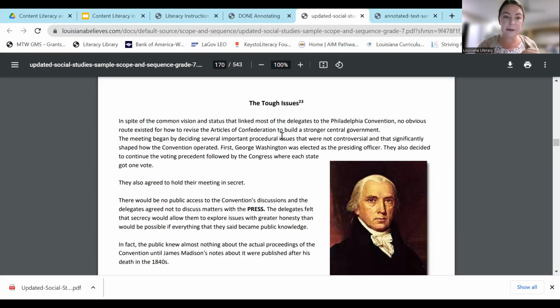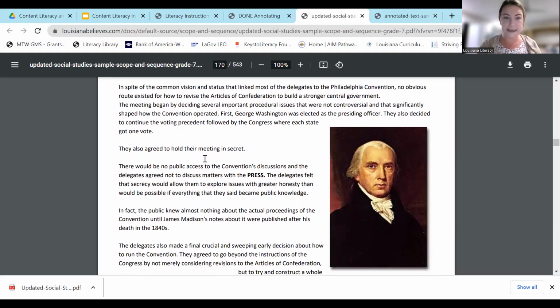"The meeting began by deciding several important procedural issues that were not controversial and that significantly shaped how the convention operated. First, George Washington was elected as the presiding officer," and we might circle presiding because we don't know what that means. "They also decided to continue the voting precedent followed by the Congress where each state got 1 vote." I'm definitely going to circle precedent because that might not be familiar. And just me being a social studies teacher would say that's probably an important word. We're going to come across it again, and it really applies to our content.